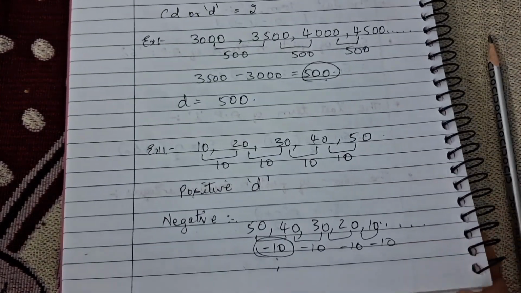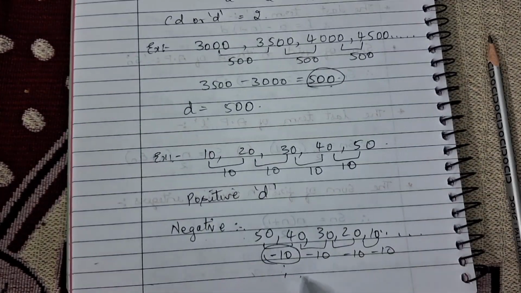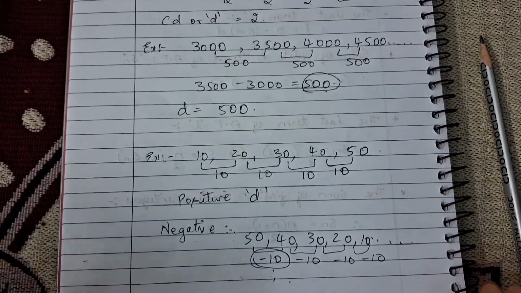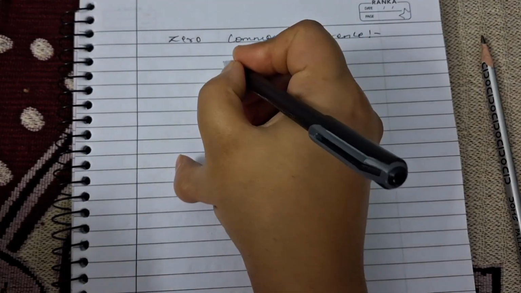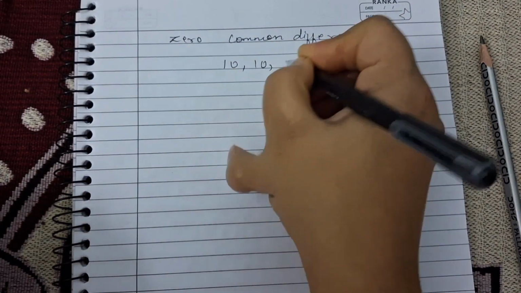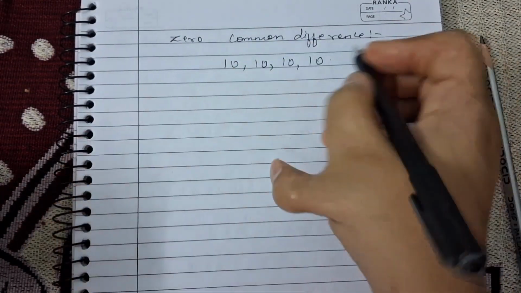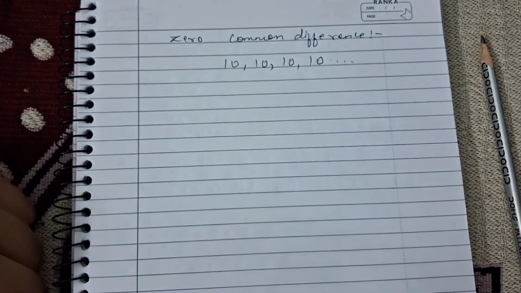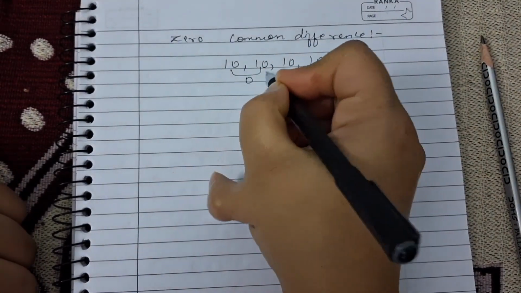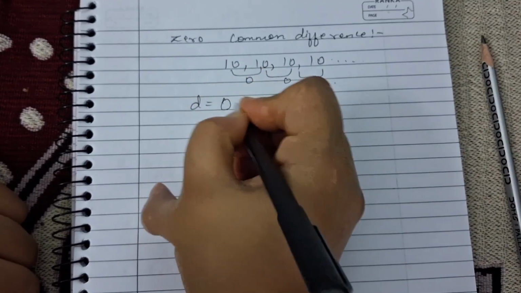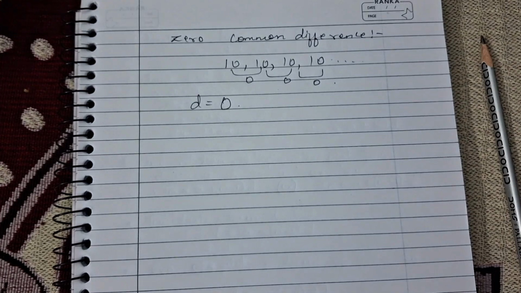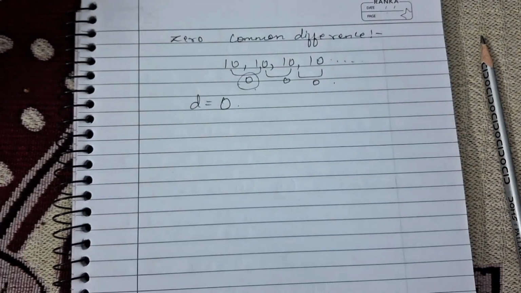Now how are we going to get the 0? Here we got positive and negative differences, and now we are going to get a 0. For example, if you have 10, 10, 10, 10, all terms are 10, what is the common difference? 10 minus 10 is 0, 10 minus 10 is 0, 10 minus 10 is 0. So here the D value is 0. In the previous sum we got minus 10, that is negative, and before that we got 10, which is positive. And here we have 0, so it is 0.